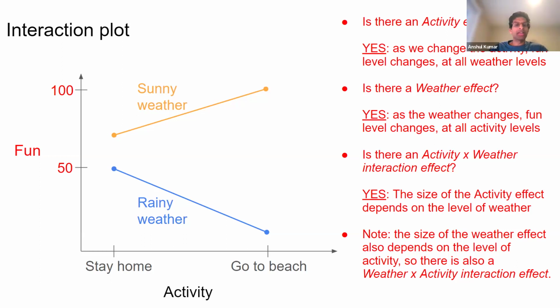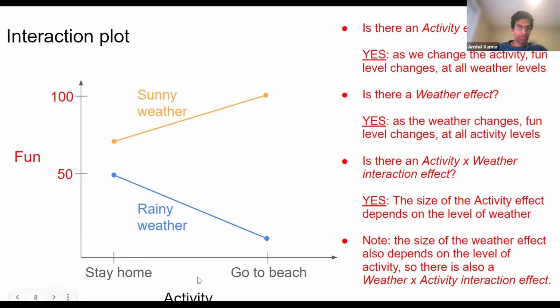you could look at the weather times activity interaction effect, and you would find the very same thing: the magnitude of the weather effect, which we've already reviewed before, is right here, +20 units, going from 50 to 70 when you stay at home and the weather is sunny rather than rainy. And if you go to the beach, that weather effect, meaning comparing the rainy weather to the sunny weather, goes all the way up to 90 fun units. So that size, when you stay at home, is 20, and here it's 90.